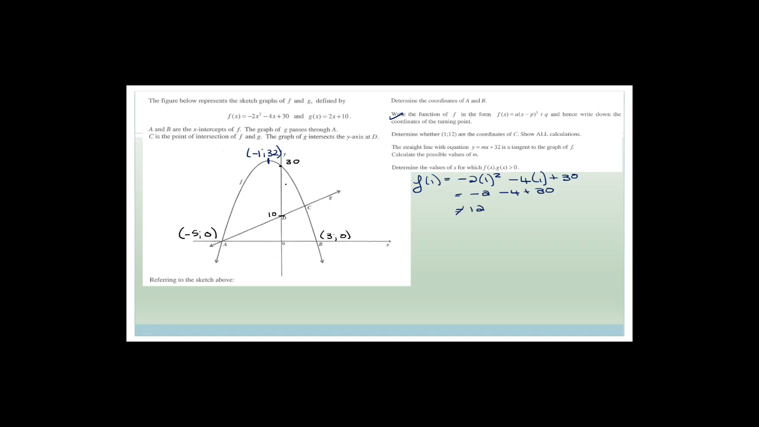Therefore, that is not a coordinate of C. Okay, moving on. Now it says a straight line of the equation y is equal to mx plus 32 is a tangent to the graph of f. Calculate the possible values of m.